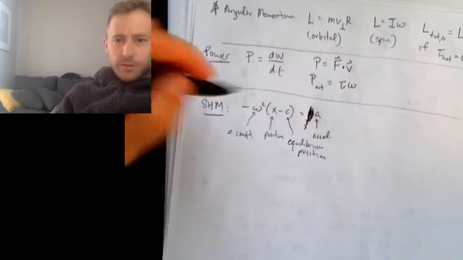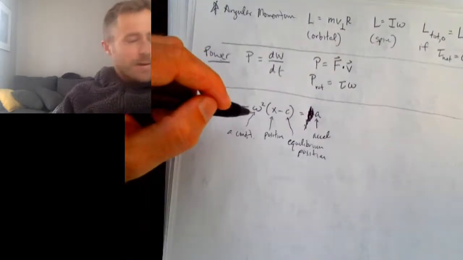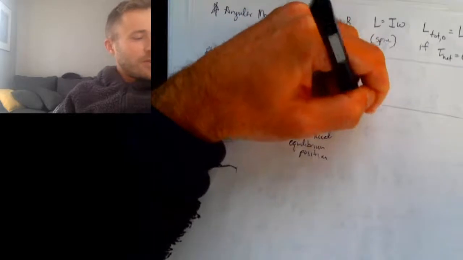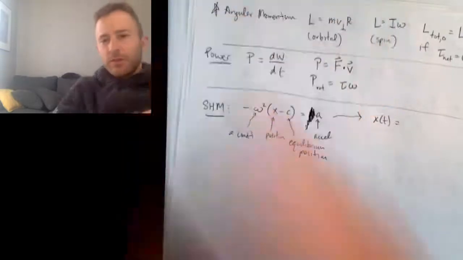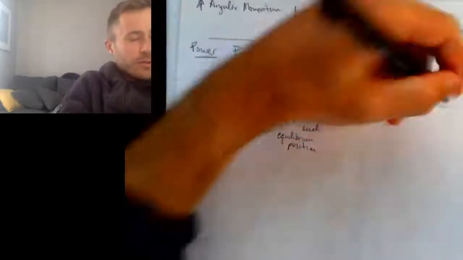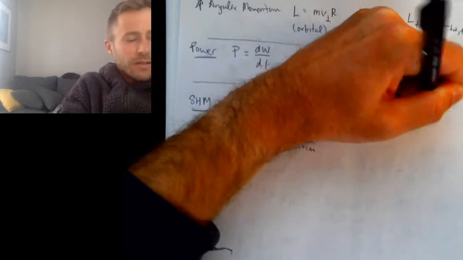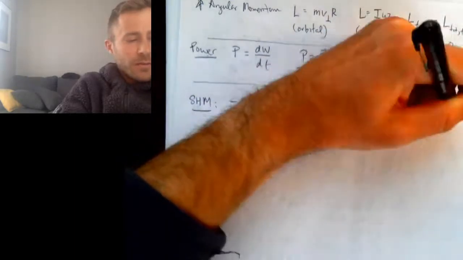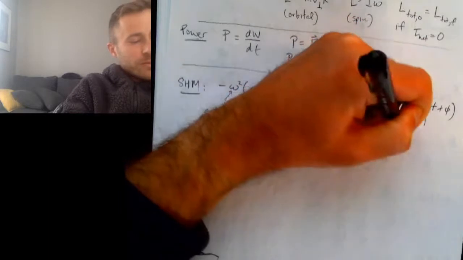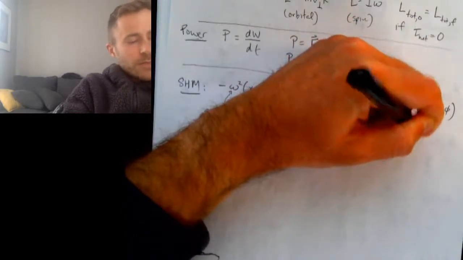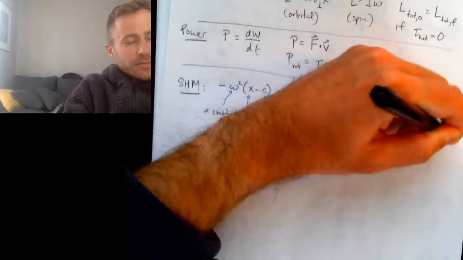And so what I showed is that if the equation of motion takes that form, then your position as a function of time is equal to the following: a constant plus A cosine of omega t plus phi. So omega and c are determined from the equation of motion here. Capital A is called the amplitude, and phi is called the phase.